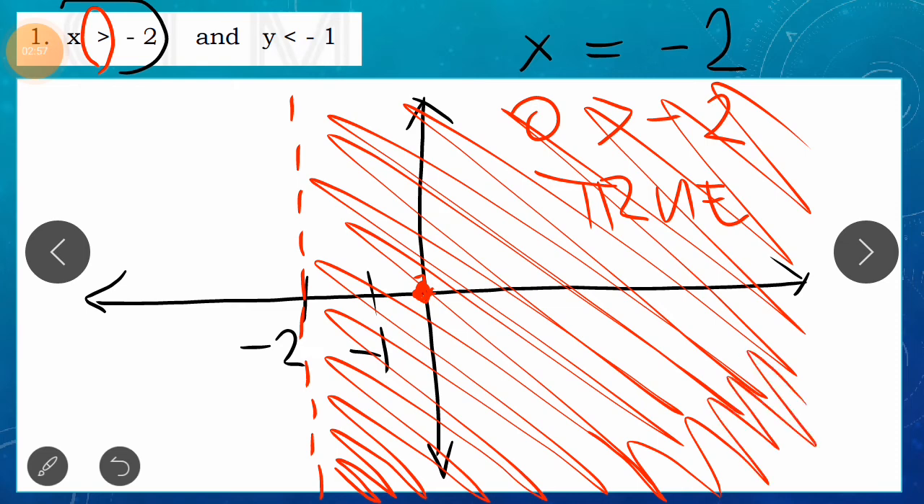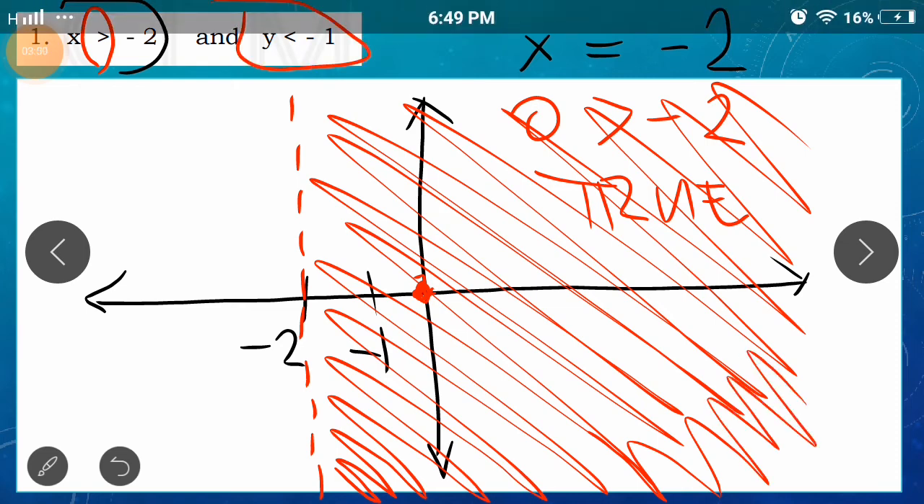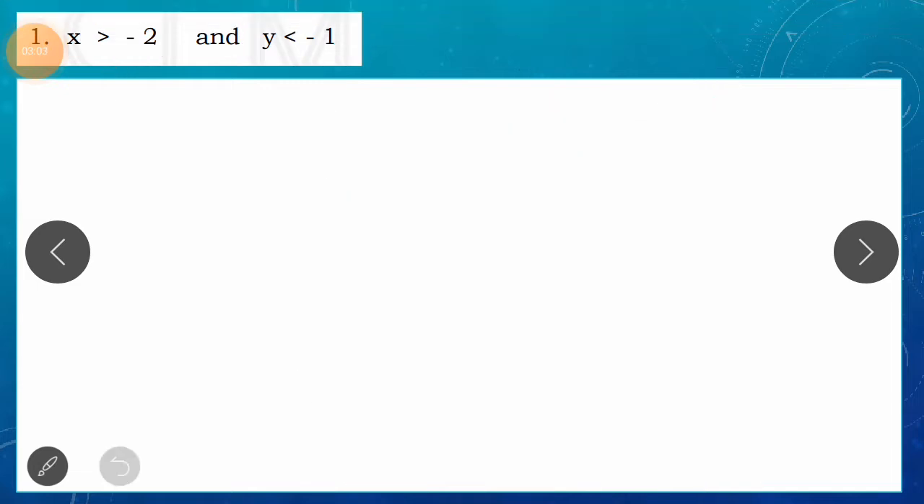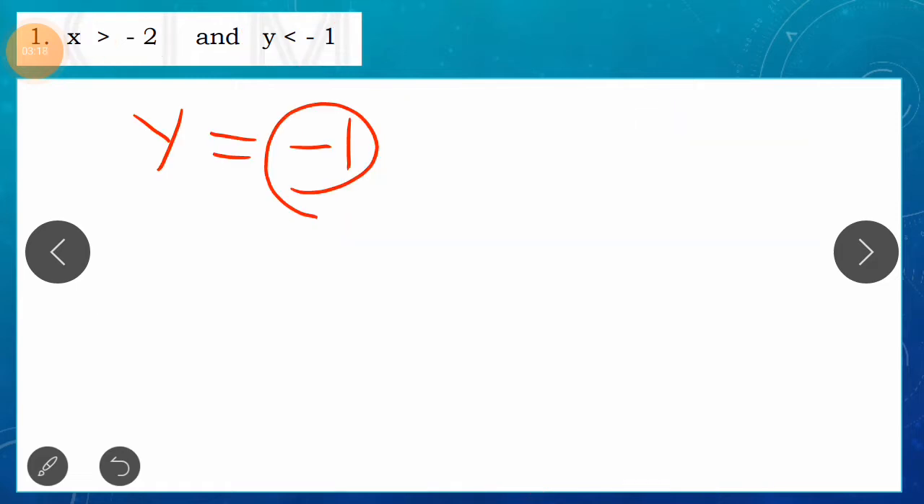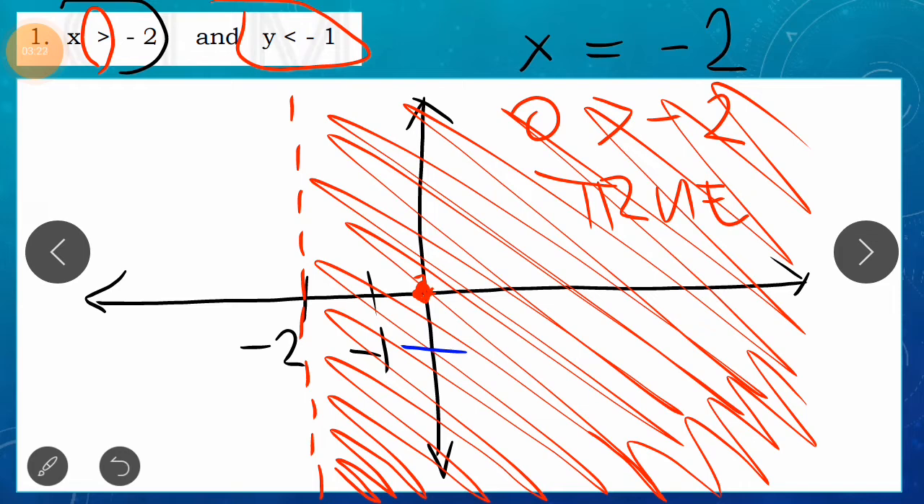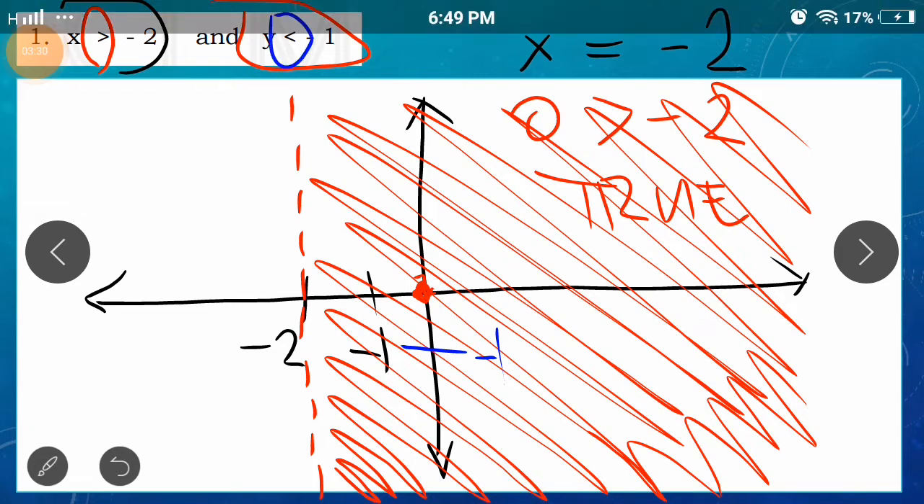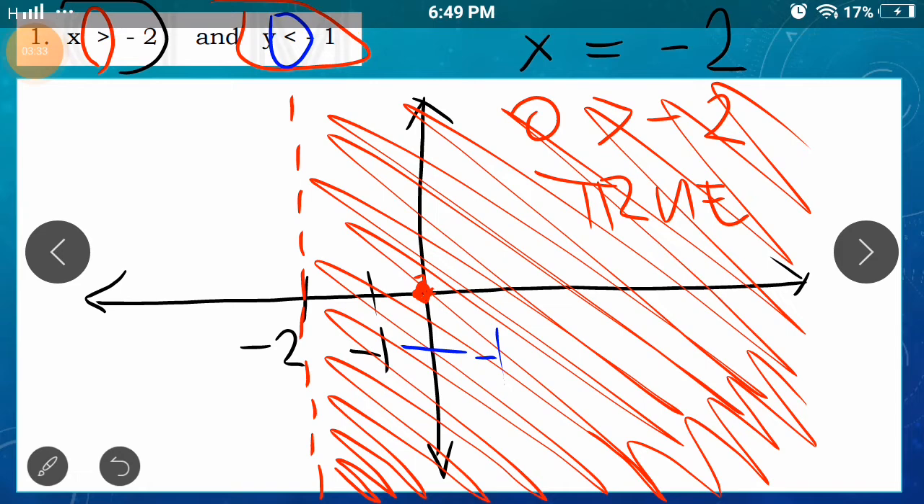Now we're going to graph this one. y is less than -1, so this will become y equals -1. So this is a horizontal line that passes through the -1 of y. Okay, let's use another color. So again, this is a horizontal line that passes through -1 of y, and -1 of y is here. So the question now is, is it a broken line or a solid line? Since the given is less than, we're going to use a broken line.